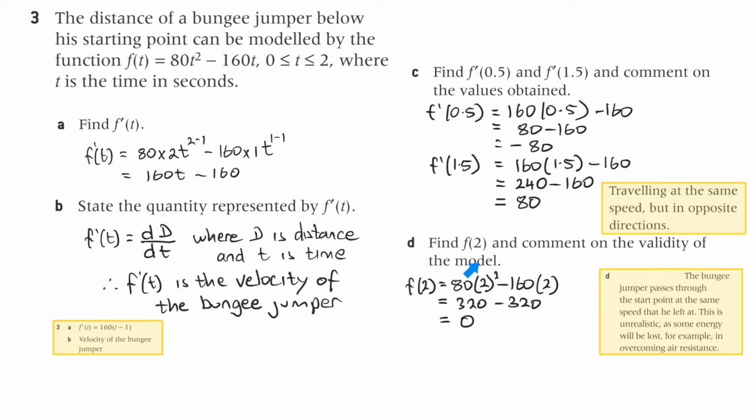It says, comment on the validity of the model. The bungee jumper passes through the start point at the same speed that he left at, which is 0. This is unrealistic, as some energy will be lost, for example, in overcoming air resistance. Okay.